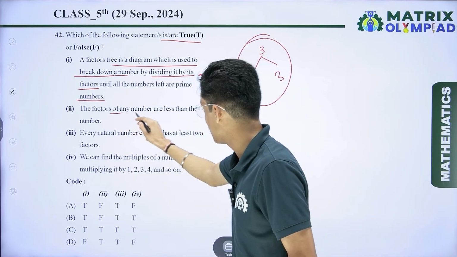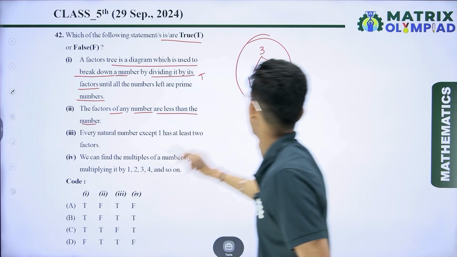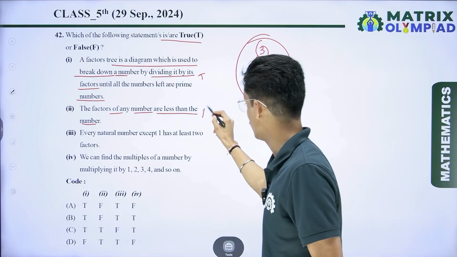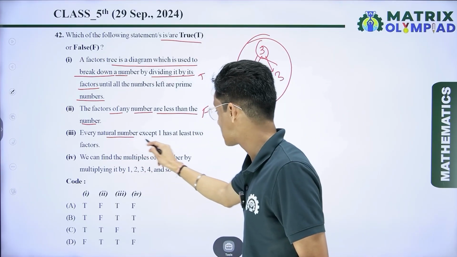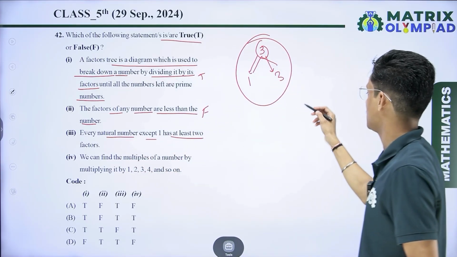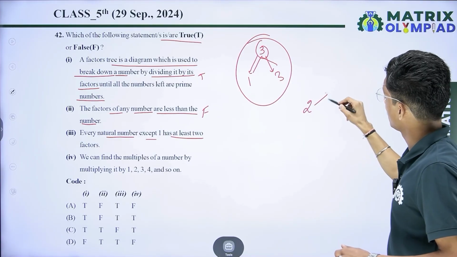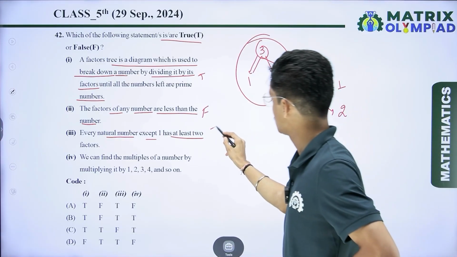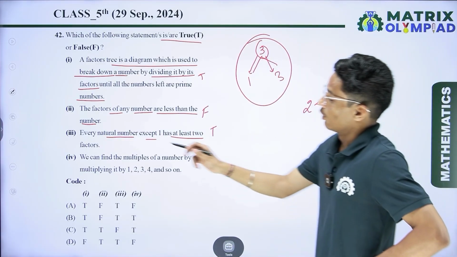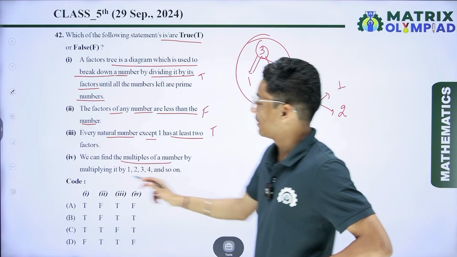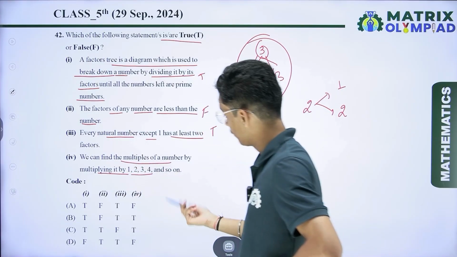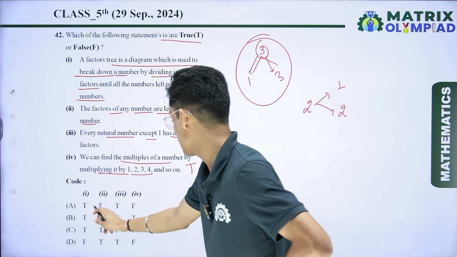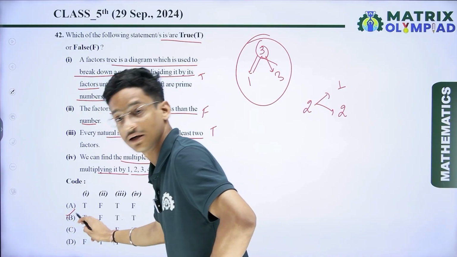A factor of any number is more than or less than the number? No. A factor of a number is less than or equal to the number. So this one is false. Every natural number except 1 has at least 2 factors. Yes, obviously, right? Like if I talk about 2, the factors of 2 are 1 and 2. So this one is true. Now fourth, we can find a multiple of a number by multiplying it by 1, 2, 3, 4 and so on. Yes, this one is also true. So I can say TFTT. So TFTT, option number B is correct over here.